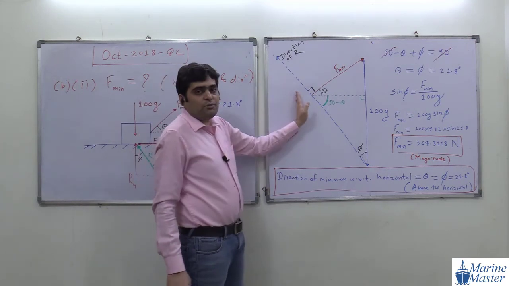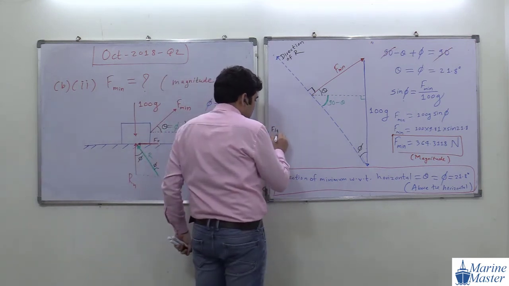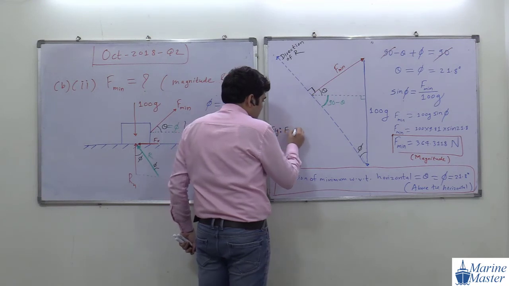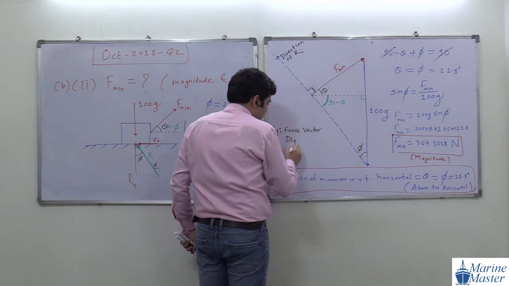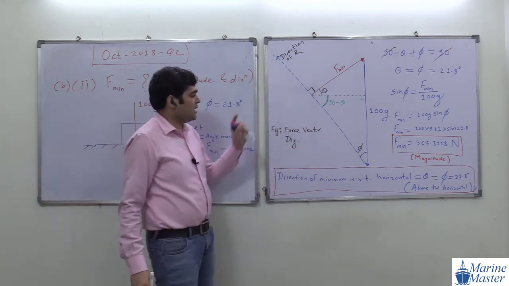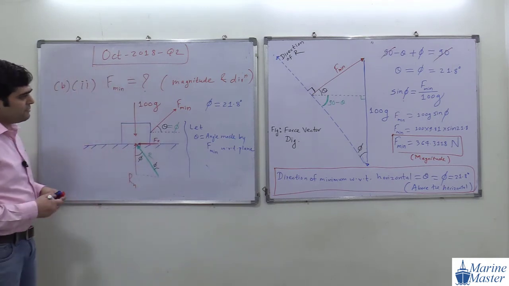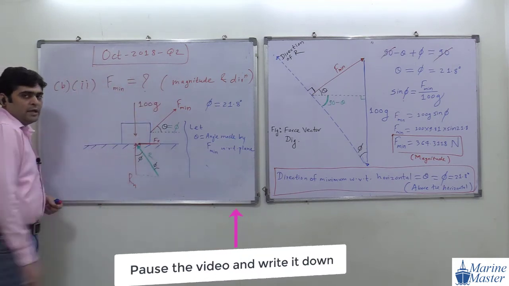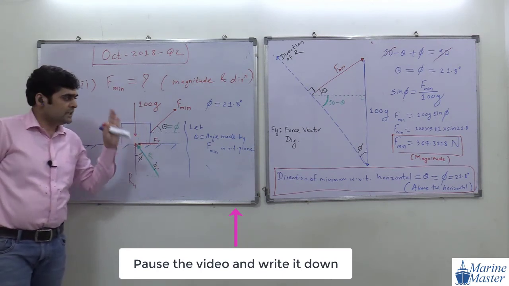Then draw this force vector diagram. What is the name of this diagram, guys? Force vector diagram. Everyone getting my point? Good. So please everyone write down all these things properly in good handwriting, and everything must be neat and clean.